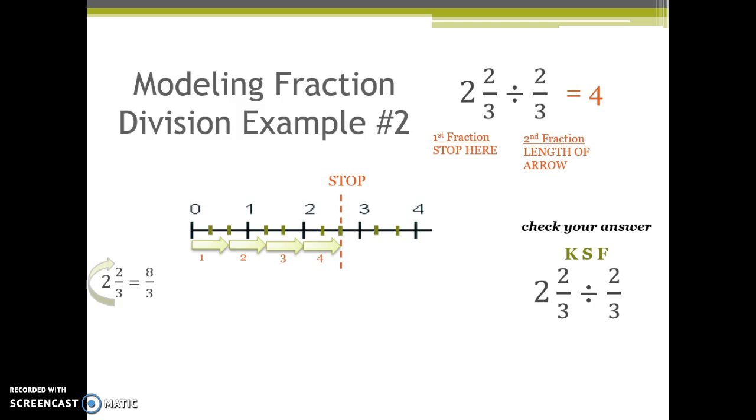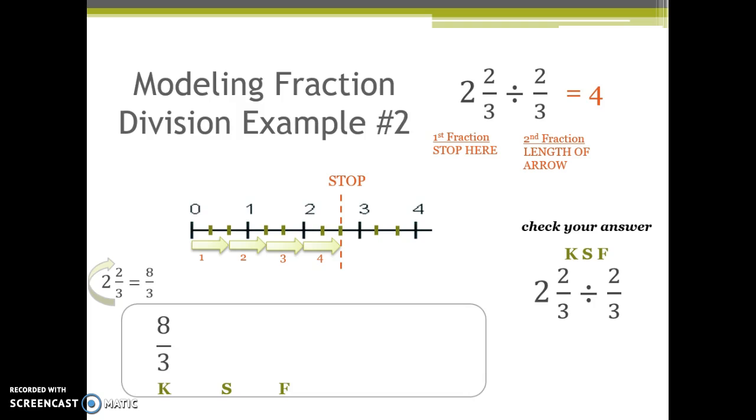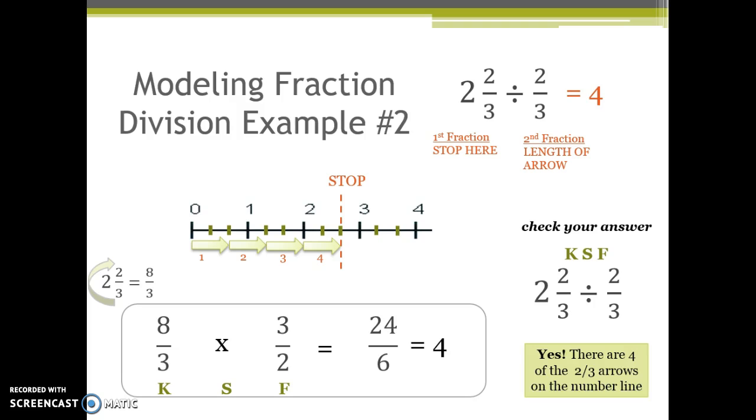So first I have to make 2 2/3 into an improper fraction, which is 8/3. So my first fraction, which I'm keeping, is 8/3. Switching it to multiplication and then flipping it. So I flipped 2/3 to make it 3/2. I flipped that second fraction. Multiply the tops to give me 24, and then multiply the bottoms to give me 6. Once I simplify this fraction, I know 6 goes into 24 4 times.